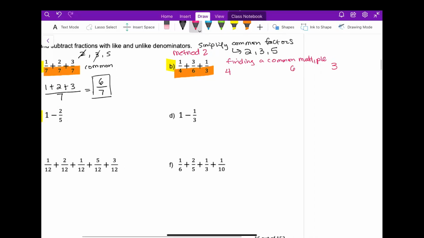So I'm going to start with 1. I'm going to do 4 times 1, 6 times 1, 3 times 1. So what we're going to look for, the common number is going to be here. Okay, so are these the same? No. So that didn't work for me. Let's try again. So let's go 2.